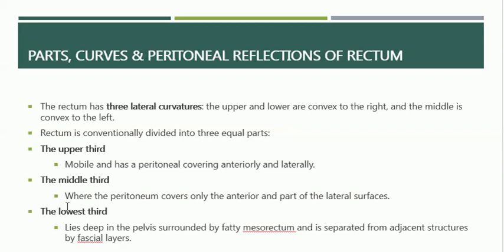So this part of the rectum, we usually call it extraperitoneal. It lies deep in the pelvis. It is surrounded by fatty mesorectum, and it is separated from the adjacent structures by fascial layers. These are very important fascial layers, and I'm going to tell about them in the next slides. So the upper one-third and the middle one-third are within the peritoneum, and the lower one-third of the rectum is extraperitoneal.